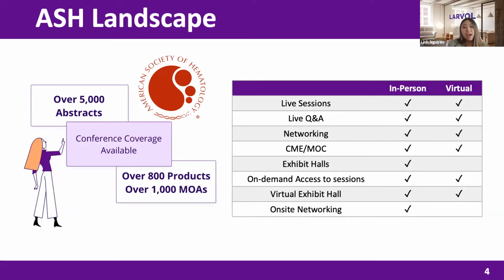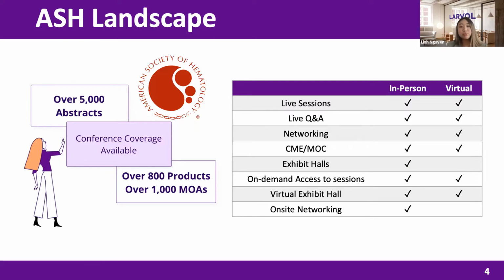As of today, ASH is 3 weeks away. So what do we already know? We know that abstracts were released on November 4th, and our team quickly profiled what was there. We also know that there were over 5,000 abstracts on the docket and that they included data on more than 800 products and 1,000 MOAs.